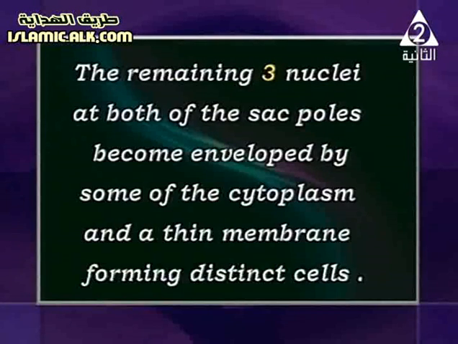The remaining 3 nuclei at both of the sac poles become enveloped. They are surrounded by some of the cytoplasm and also a thin membrane, forming what? Distinct cells. Distinct cell means what? It's a specific cell. Okay.